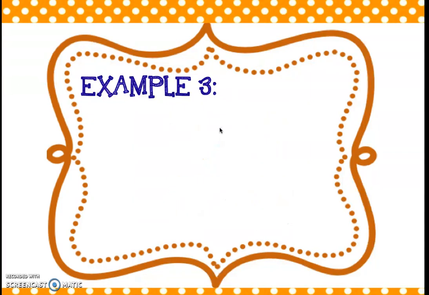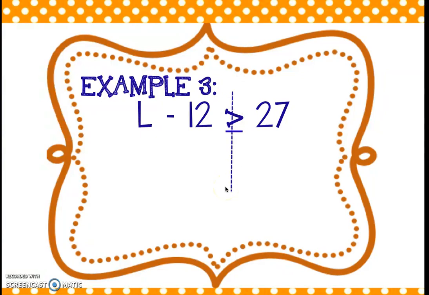Okay, all right. Number 3, we're going to go with L minus 12 is greater than or equal to 27. Okay, so again, we're going to draw our line through the middle, and the subtraction is happening here. So the inverse to subtraction is addition. So to cancel that out, we're going to add 12 to both sides. Okay, add 12. Whatever I do on the left, I also have to come over here and do on the right.